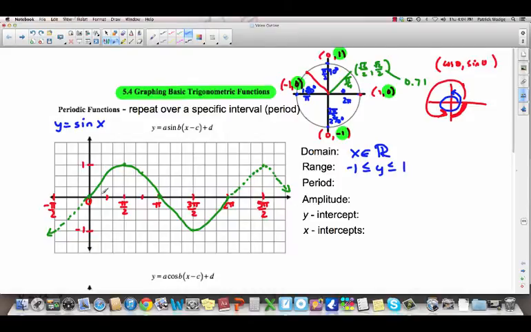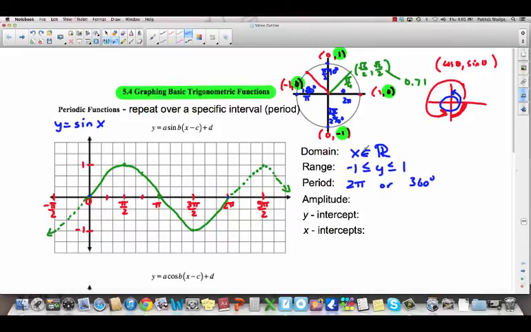The period. Well, the period is from here, 0, up to here. That's when it starts repeating. So what's that distance? The distance is 2 pi, or 360 degrees. And that should make sense. The graph doesn't start repeating until you make it all the way around the unit circle. And how far is it around the unit circle? 2 pi, or 360 degrees.